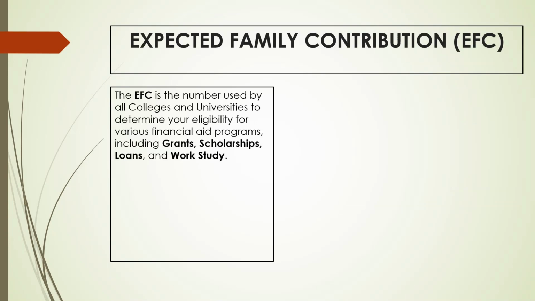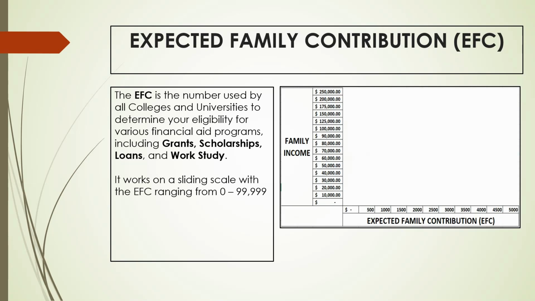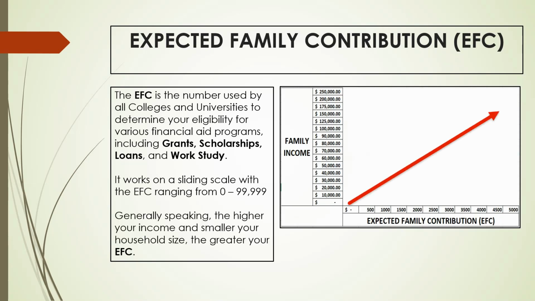So the expected family contribution is the number that's used by all colleges and universities to determine your eligibility for the various financial aid programs. That includes grants, scholarships, loans, and work study. It works on a sliding scale with an EFC ranging from 0 to 99,999. And generally speaking, the higher your income and the smaller your household size, the greater your EFC is going to be.